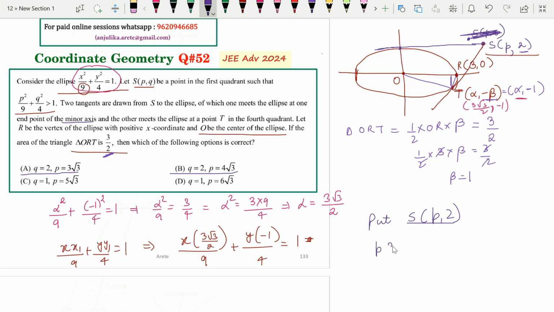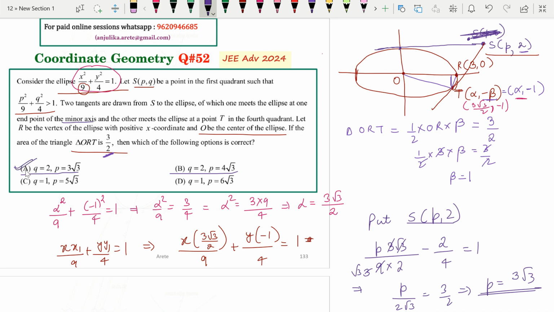So what do we get? P times this upon 9, and times 2 minus y, I am plugging 2, is equal to 1. How much is this? This is 3. This is root 3. What do you get? P upon 2 root 3 is equal to 1 plus half. That's 3 by 2. So P value we are getting how much? 3 root 3, right? That's the P value. So yes, A option. We had a choice among A and B, so we got A option to be the correct option. Not very difficult, right? Okay, see you with another one.